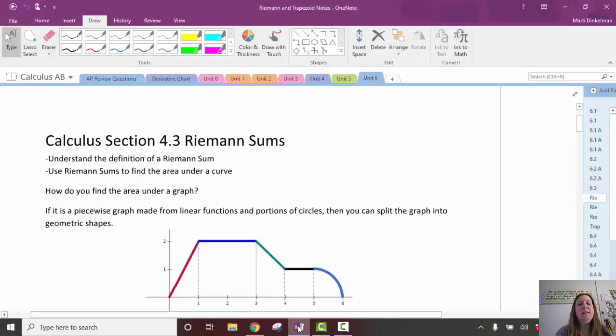Everybody, it's Mrs. Dinkelman, and these are the notes for the Riemann sums, really part one. I know it says 4.3 here, but we're just using some different things than the curriculum.